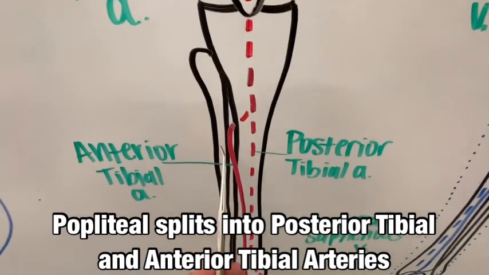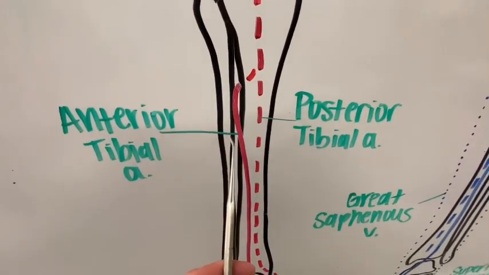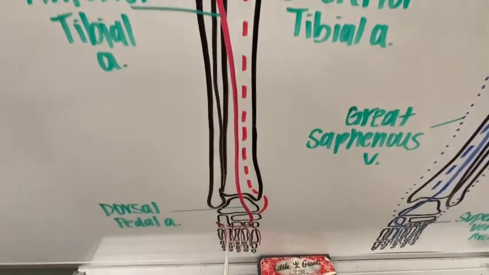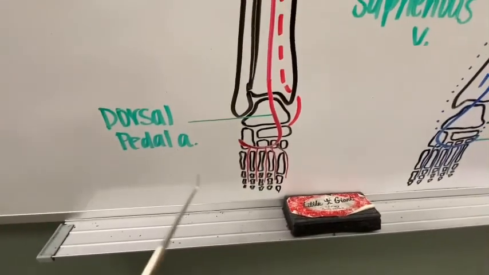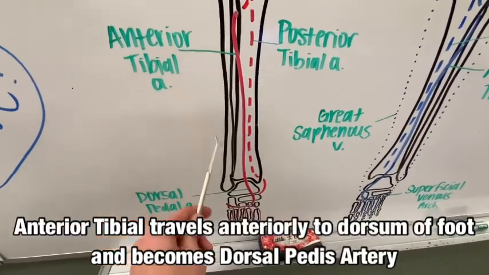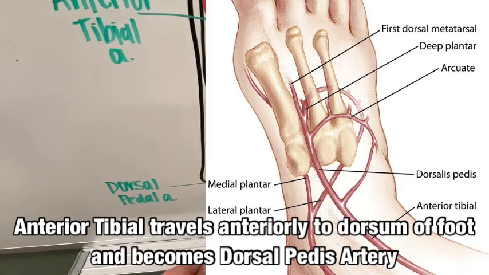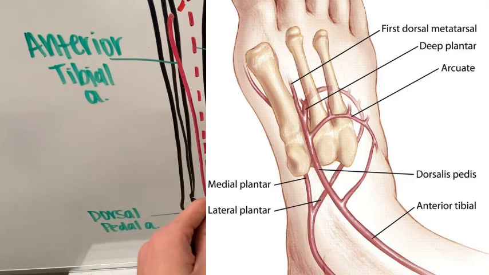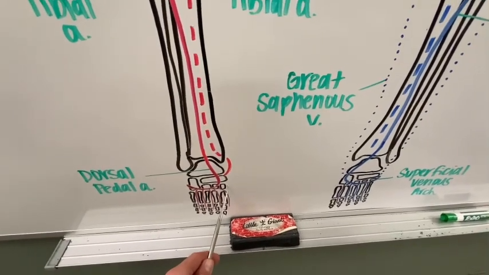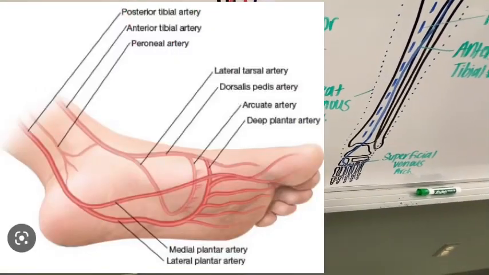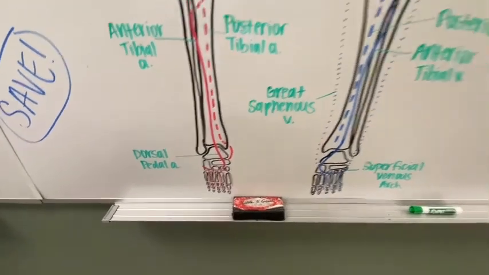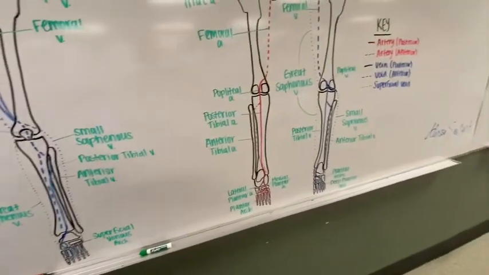Well, guess what? Anterior, now we're back in front. Posterior stays posterior. They're both coming down. And what you got to know is that the dorsalis pedis is a branch of the anterior tibial, top of the foot. But the posterior tibial keeps coming down and goes to the bottom of the foot, or the plantar surface. Well, what's the plantar? Let's jump over here before we hit the veins.